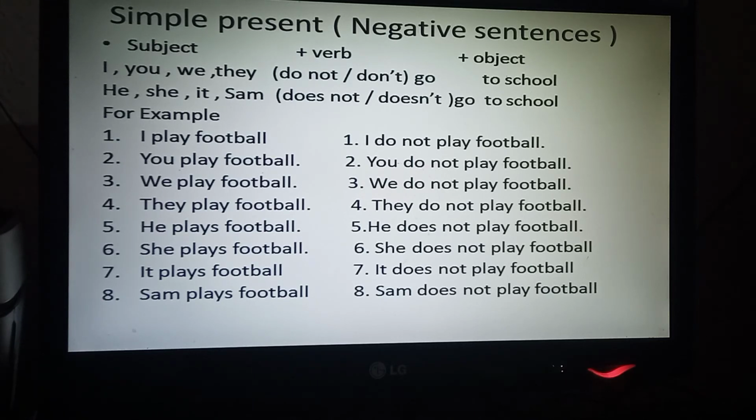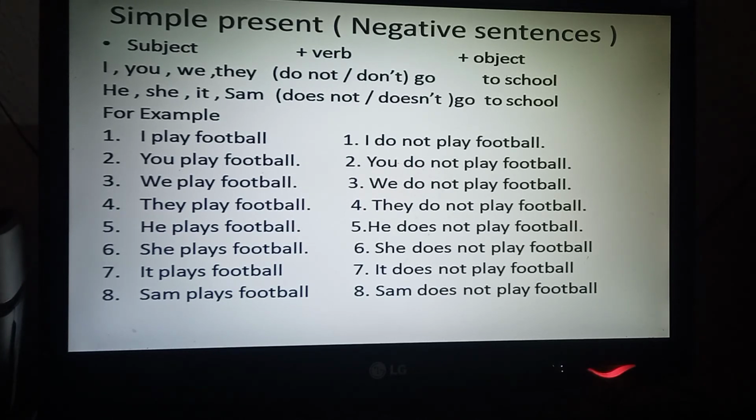I do not play football. You do not play football. We do not play football. They do not play football. He does not. When you're talking about the third person, you're going to add does not. Does not play. The verb will be the same.